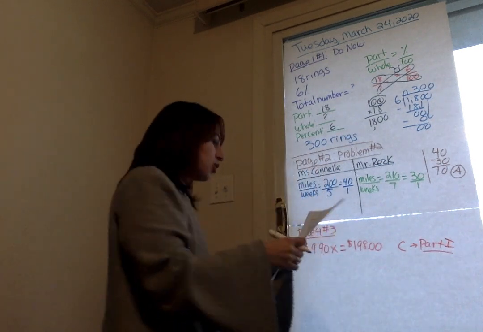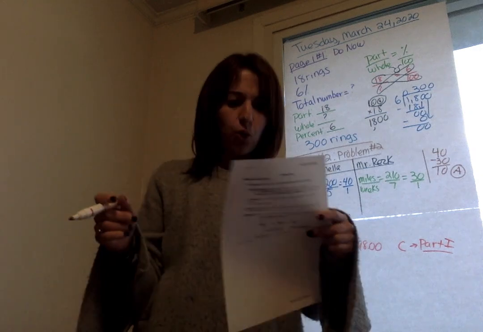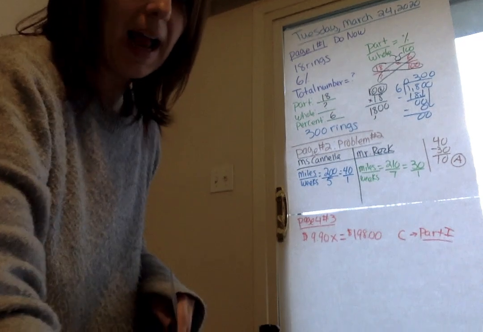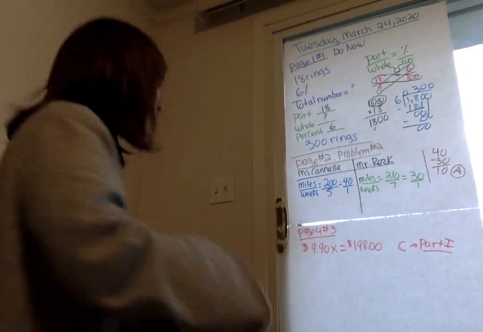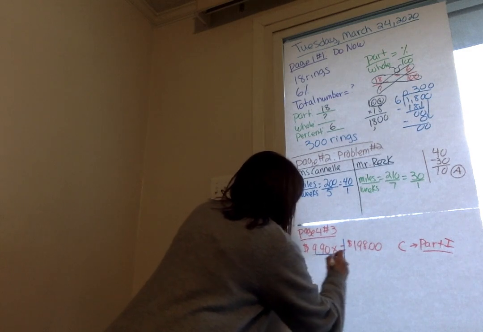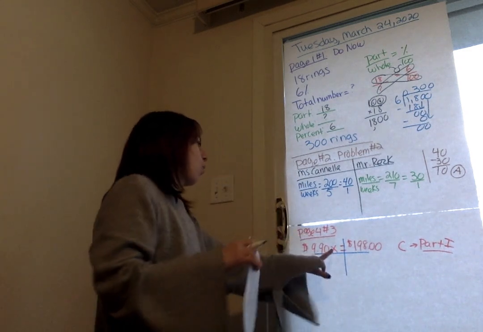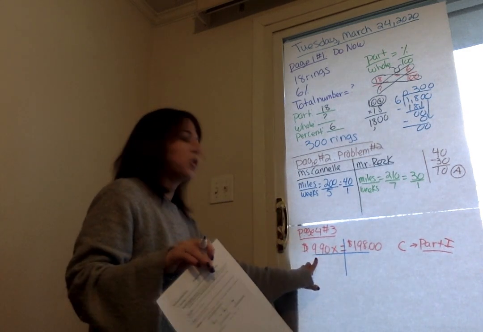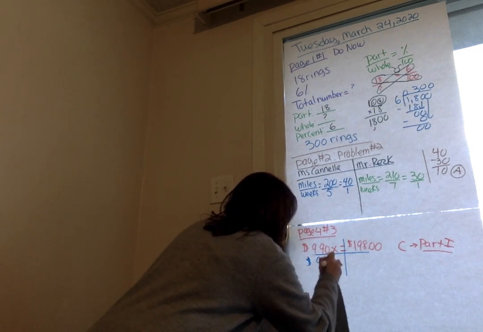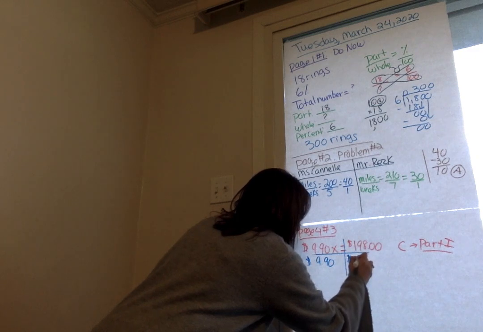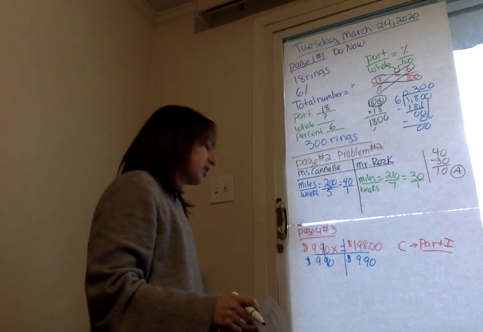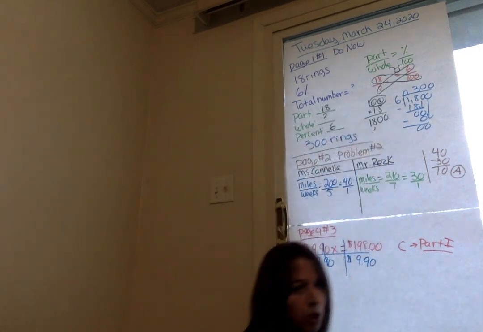Now, in part 2, I need to use the equation to figure out how many sandwiches you can buy with $198. So for part 2, I'm going to use the rule method. I need to figure out what X is going to be, so I'm going to divide by $9.90 on both sides, because what I do to one side, I do to the other, to figure out how many sandwiches I can buy.